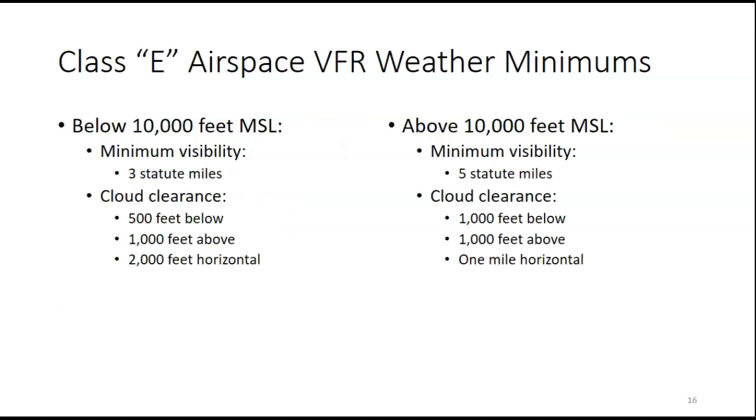Again, it might be easy to remember the VFR weather minimums by dividing up the Class Echo airspace into low altitude and high altitude. Below 10,000 feet MSL, or mean sea level, the minimum visibility is 3 statute miles, and cloud clearance is 500 below, 1,000 feet above, and 2,000 feet horizontal. But above 10,000 feet MSL, the minimum visibility goes up to 5 statute miles, and cloud clearance goes up to 1,000 feet below, 1,000 feet above, and 1 mile horizontal.